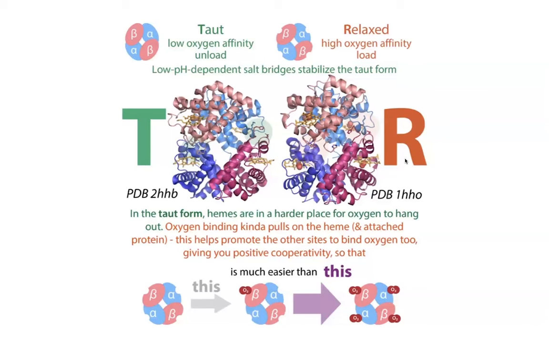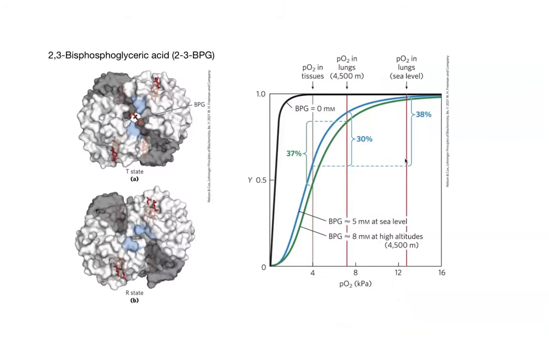We call it a homotropic modulator because one copy of oxygen is affecting the binding of another copy of that same ligand. But now let's look at an example of a heterotropic modulator.